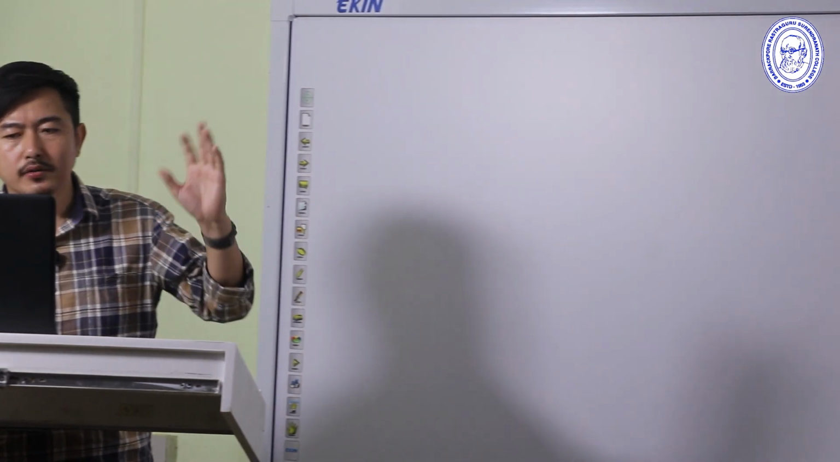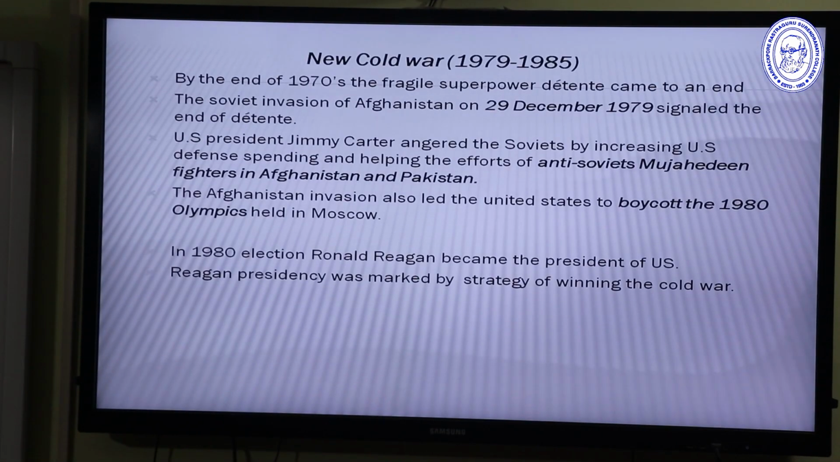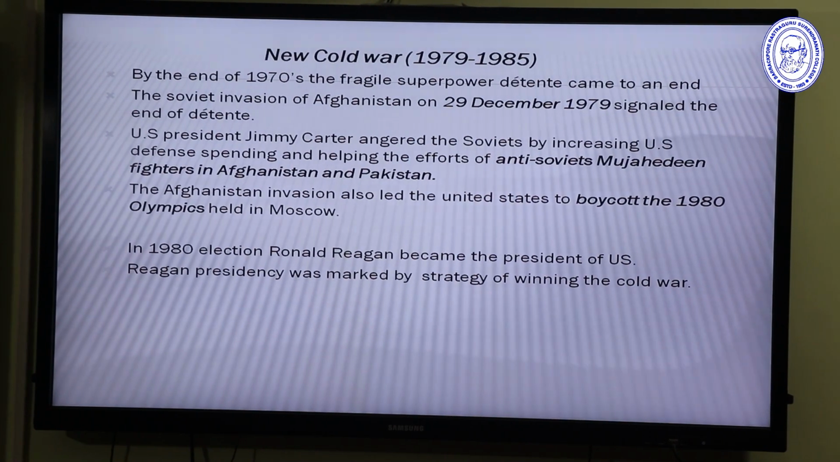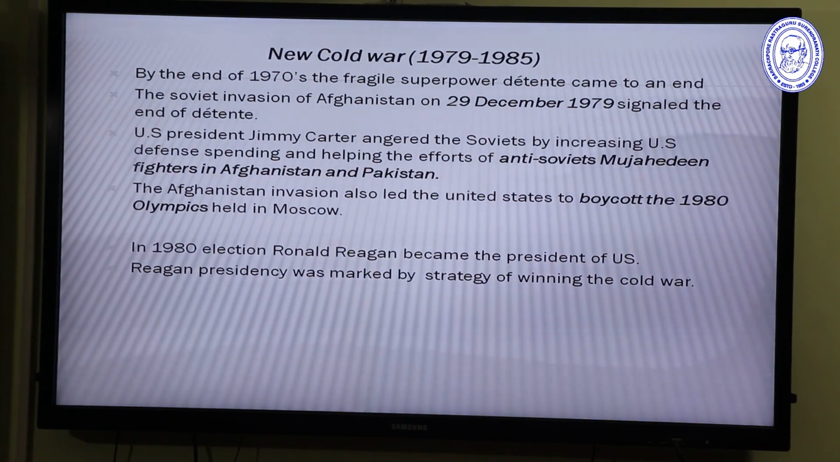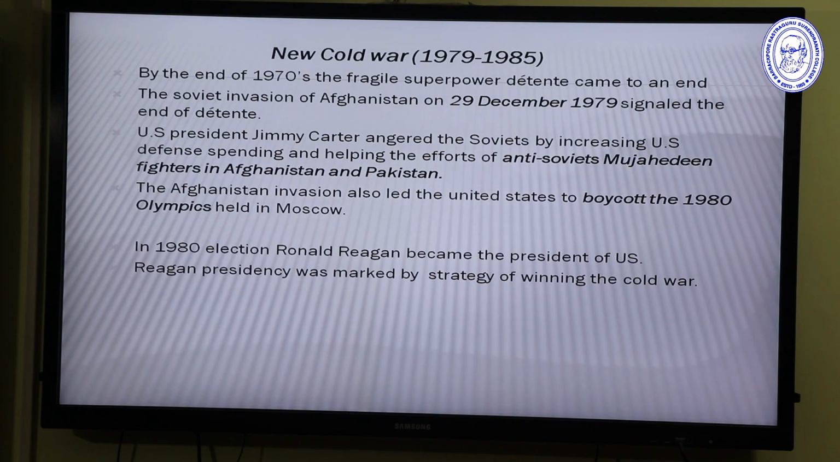Now we have come to this part, that is the new Cold War, 1979-1985. Now, I said 1962 to 1979 is an easing period. A number of pacts were signed in order to deter further crisis, to ban a number of deadly weapons. But what happened was, again in 1979, there was a crisis, especially on 29th December 1979, when Afghanistan was attacked by the Soviet Union. So the invasion of Afghanistan by the Soviet Union once again signaled the end of detente and the beginning of the new Cold War.